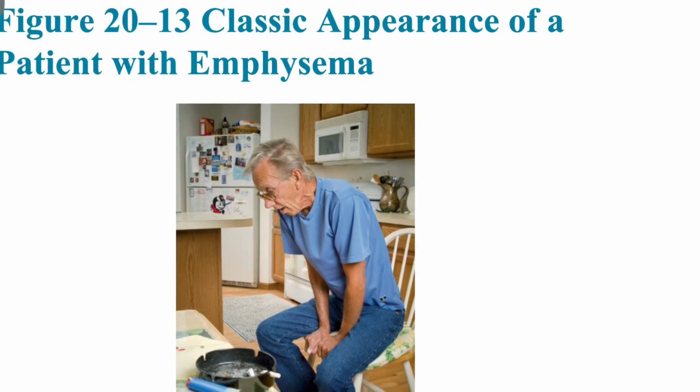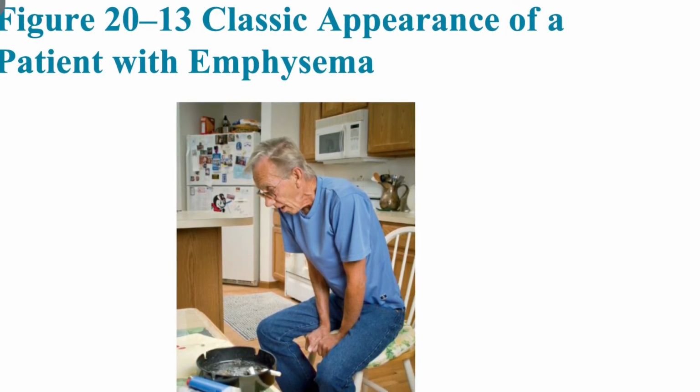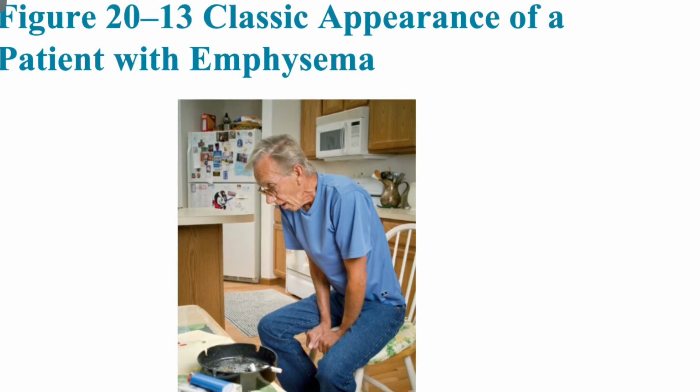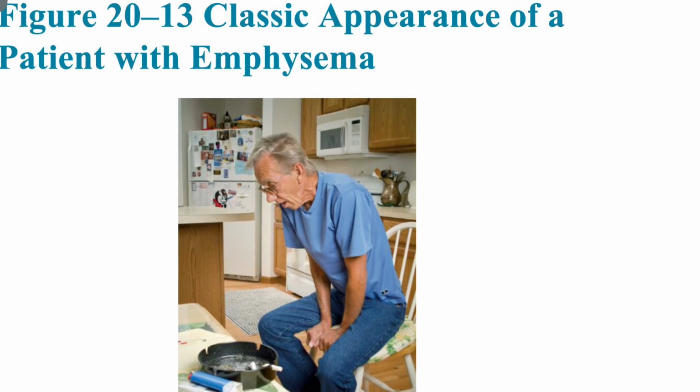On physical examination, these patients exhibit dyspnea, cough, accessory muscle use, prolonged exhalation, and low oxygen levels. On auscultation of the chest, you can hear coarse rhonchi and wheezing. The patient may show signs of right ventricular failure, such as edema in the legs.